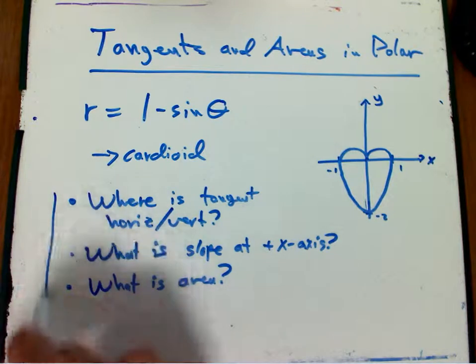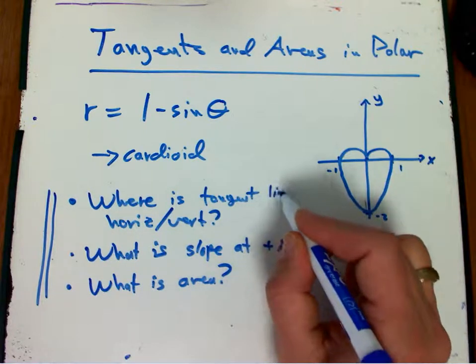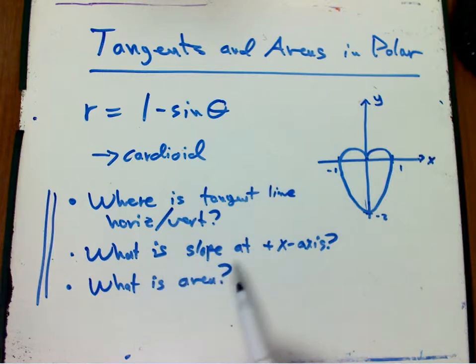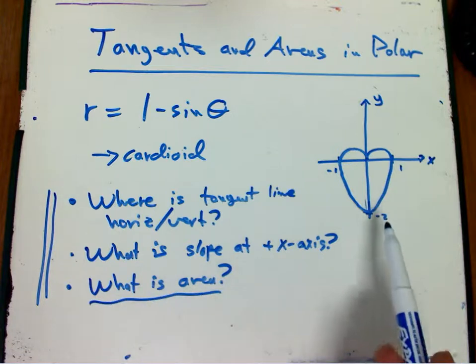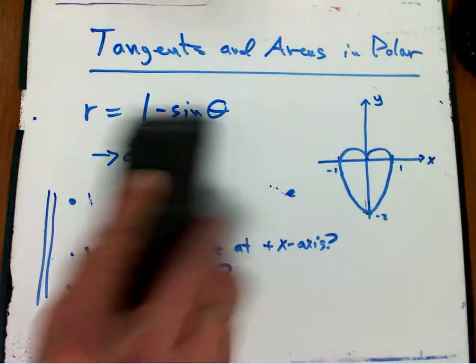So here are the three questions I'm going to address. Where is the tangent line horizontal or vertical? Another tangent line question: let's pick a point and figure out the slope. And then a rather different question: what is the area inside this? Okay, so let's look at the tangent line.